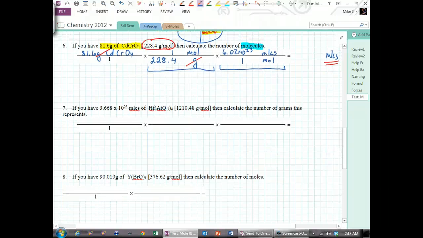So when you do this, the math on this, everything on top is going to be multiplied by each other, and you're going to divide by what's on bottom. So if you're just thinking in terms of what you're going to put in the calculator, you're going to put 81.6, and then you're going to multiply it by 6.02 times 10 to the 23rd. And since the 228.4 is on the bottom, that means we're going to divide by it.